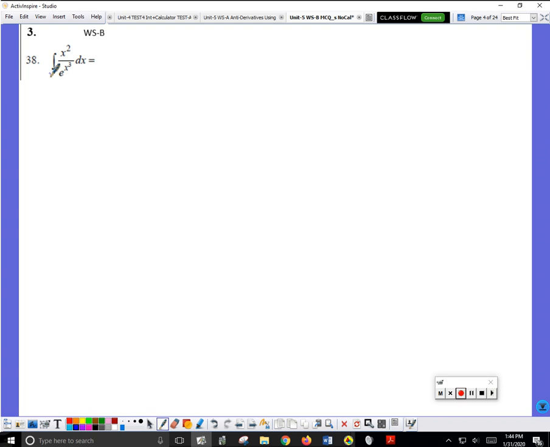Well, that doesn't fit anything on the pink sheet, so I think U substitution. For U substitution to work, I've got to have two things being multiplied. So my first thought was this. Let's see. 0 to 2.